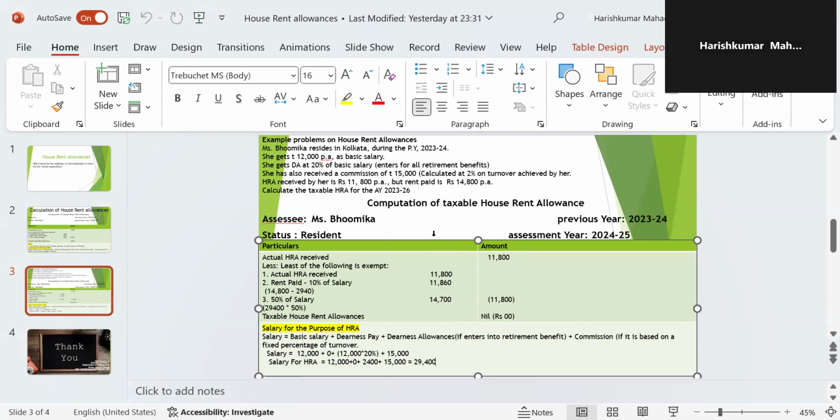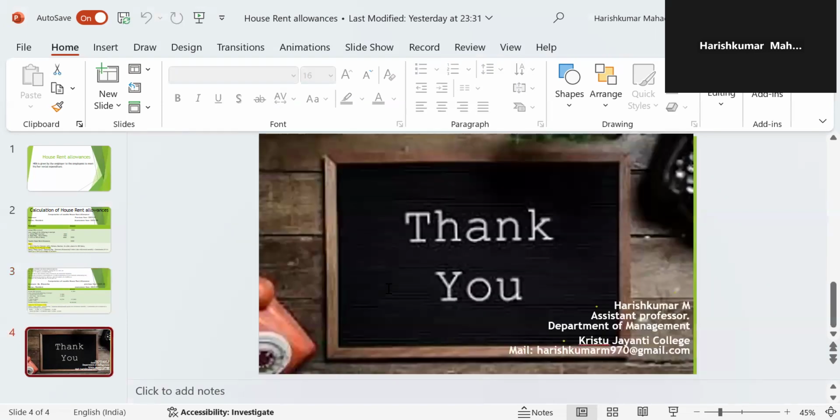So Miss Bhumika has no need of paying tax on the HRA received from her employer. I hope you understood this problem. If you have any doubts, please contact me by the below email ID. Thank you.